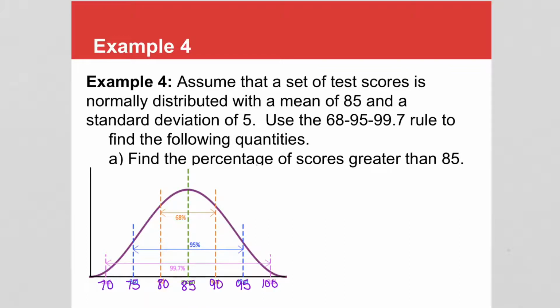So it asks us, find the percentage of scores greater than 85. So here's 85. And if I shade, and I don't have a highlighter in this application, I wish I did, everything to the right there, then we can see that it's actually just half. So 50% of the scores will be greater than 85.